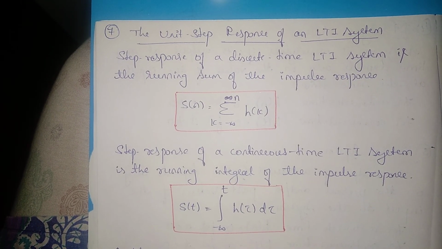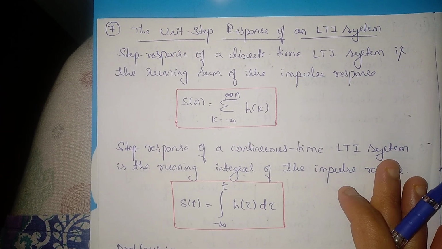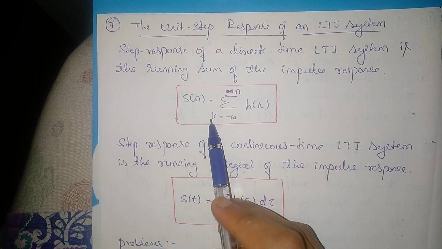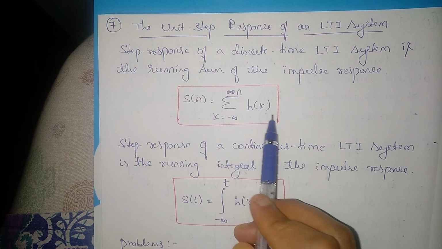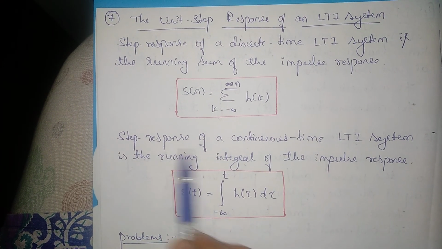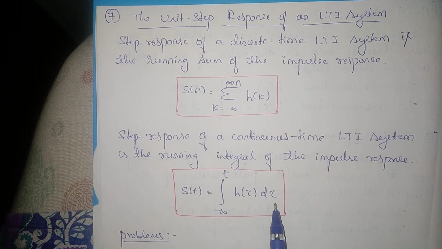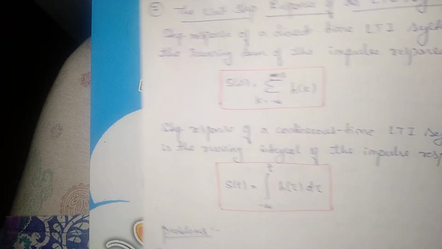Next one is the unit step response of an LTI system. Here we are taking the step response of the discrete time, that is x of n, that is the sum for k equal to minus infinity to n of h of k. This is the equation you are using in some problems. And the step response for continuous time is integral minus infinity to t of h of tau d tau. Okay. Now let us see the problems based on this.